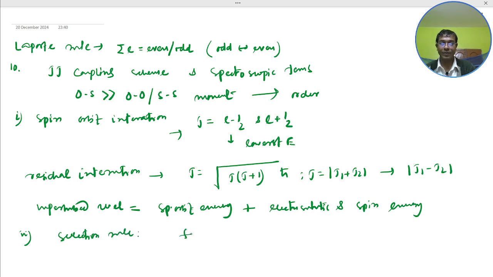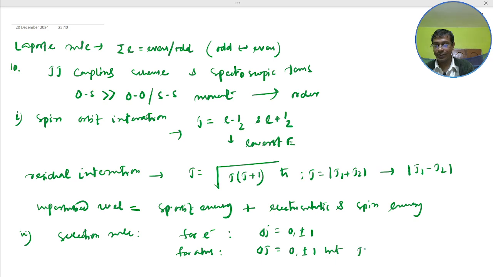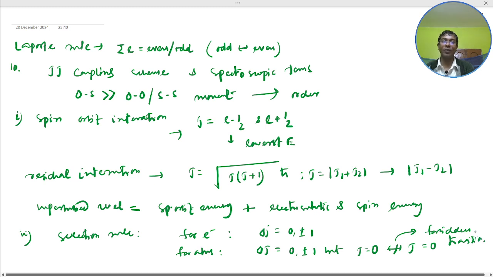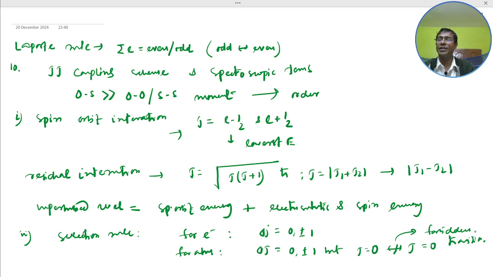that for electrons del J equals 0, plus minus 1, and for atoms del J equals 0, plus minus 1, but J value 0 to 0 is forbidden. This is for the forbidden transition. This is the symbol. So we just summarize this whole topic of LS and JJ coupling by the formula. Now go ahead to the problem discussion session.